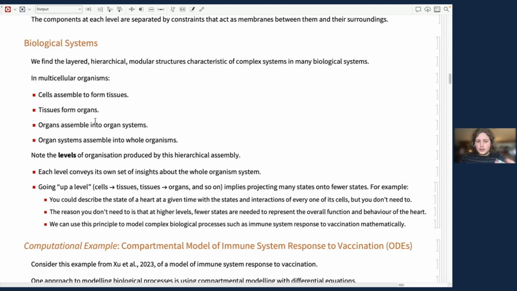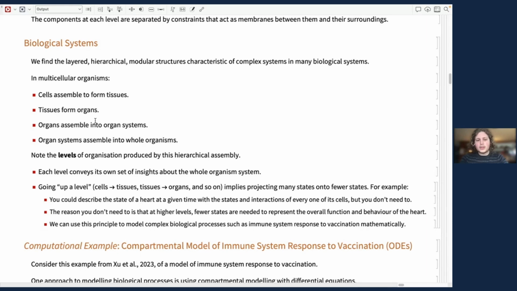And each level, if you take a level of this hierarchy by itself, it conveys on its own the rules to some extent of the whole organism. So going up a level in this sense is sort of going from cells to tissues or tissues to organs. You can understand an organism entirely to some extent from its cells taken as a whole. You could look at its tissues organized as a whole, you could look at its organs organized as a whole to understand the whole system. So this implies that when we're going up a level, we're actually projecting many states onto fewer states.